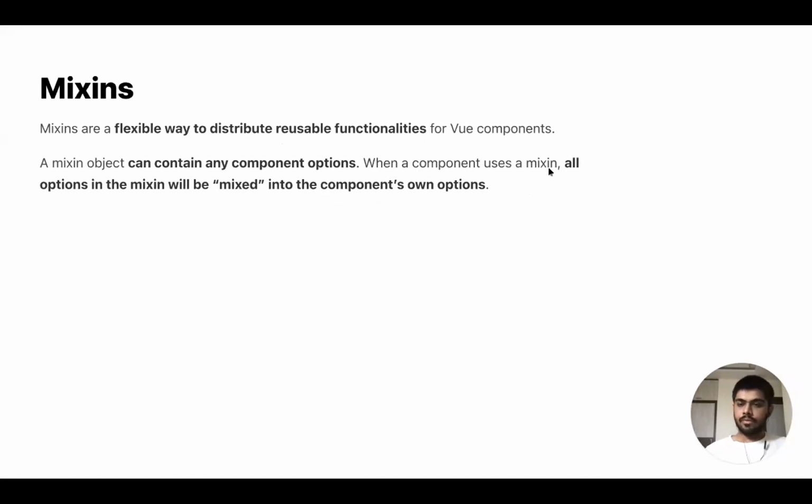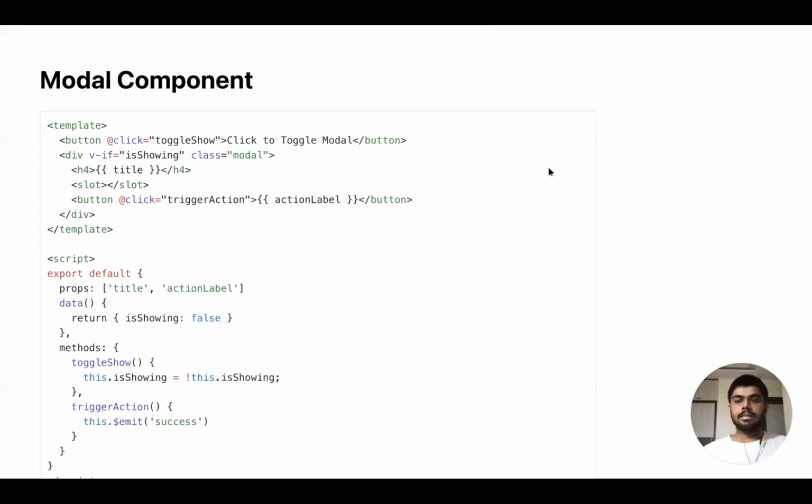So for Vue specifically, it's a flexible way to distribute reusable functionality, right? And a mixin object is very similar in its structure to a component itself. And it's obvious because you want that mixin to be mixed into the host component. So let's again take an example for that.